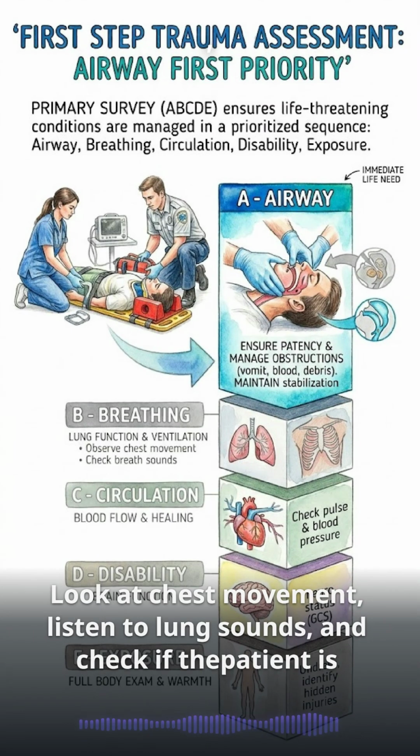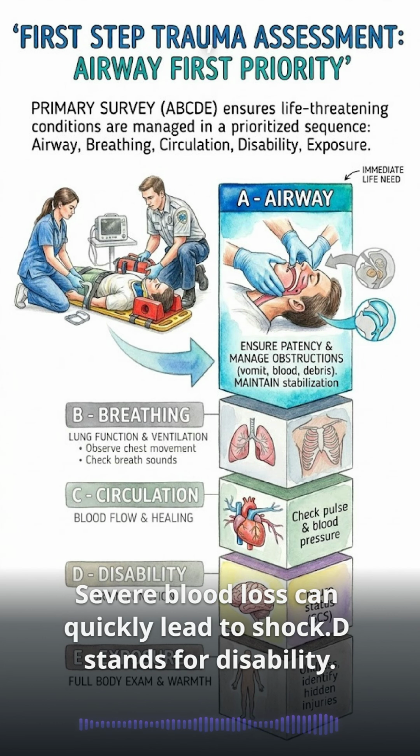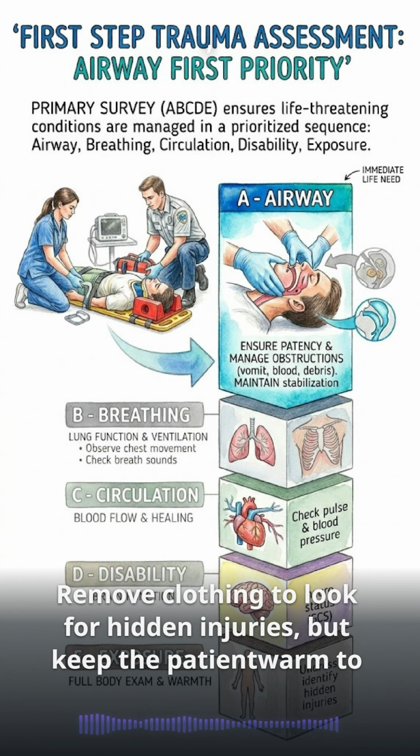C stands for circulation. Check the pulse and blood pressure, and stop any major bleeding immediately. Severe blood loss can quickly lead to shock. D stands for disability. This means checking the patient's brain function, often using the Glasgow Coma Scale. E stands for exposure. Remove clothing to look for hidden injuries, but keep the patient warm to prevent hypothermia.